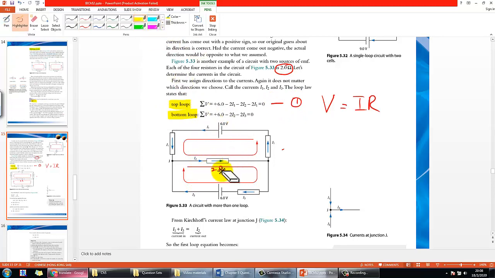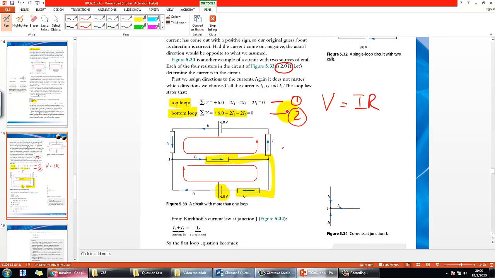And then same for the bottom loop. In the bottom loop we also start from the battery here, so positive 6, and then we go along with your arrow direction. So we would have this one, I2. But of course, since you go through a resistor, you take away the potential difference, so negative 2I2. And then when you go to this, it will be negative 2I3. So this is how you construct the second equation.